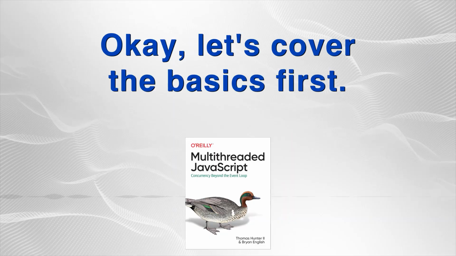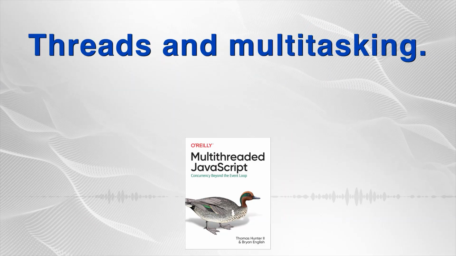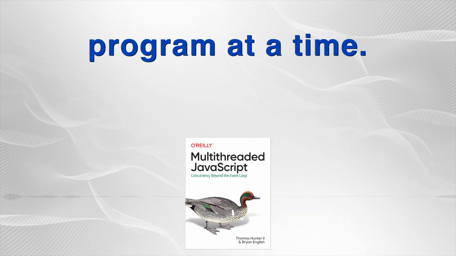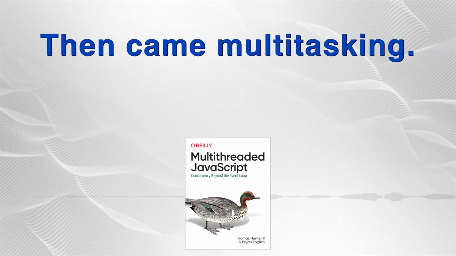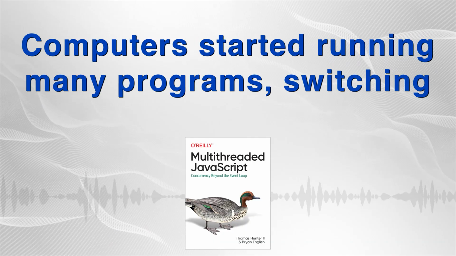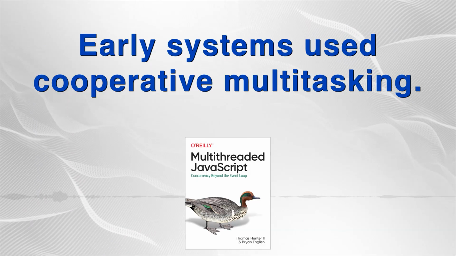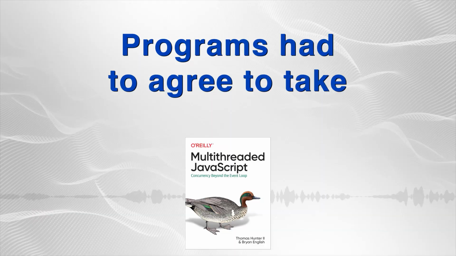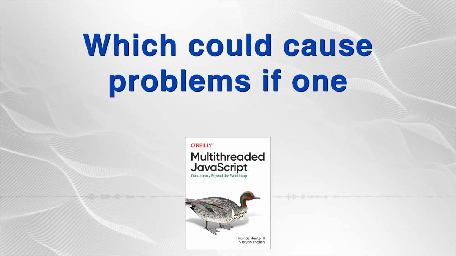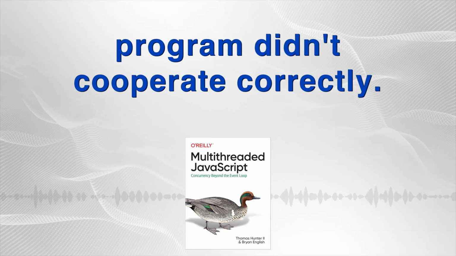Okay, let's cover the basics first. Threads and multitasking. Computers used to run just one program at a time. Simple days. Then came multitasking. Computers started running many programs, switching between them. Early systems used cooperative multitasking. Programs had to agree to take turns, which could cause problems if one program didn't cooperate correctly.